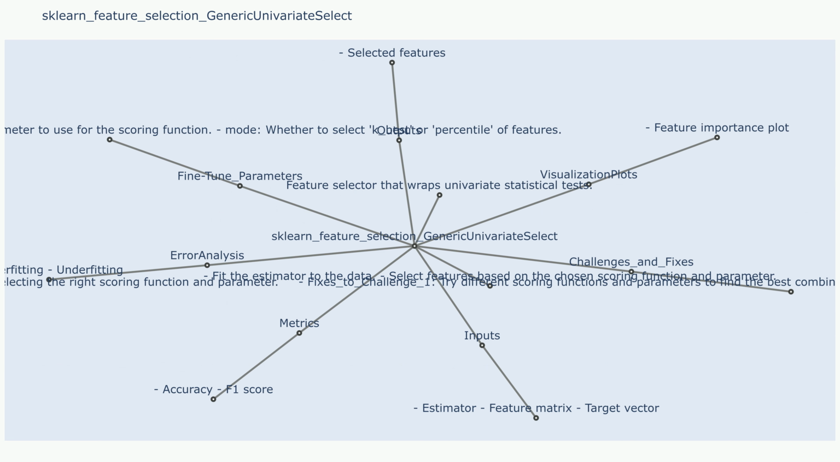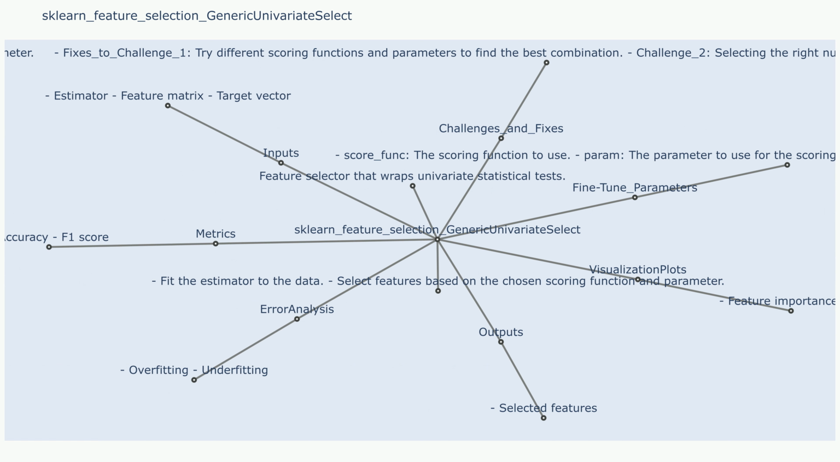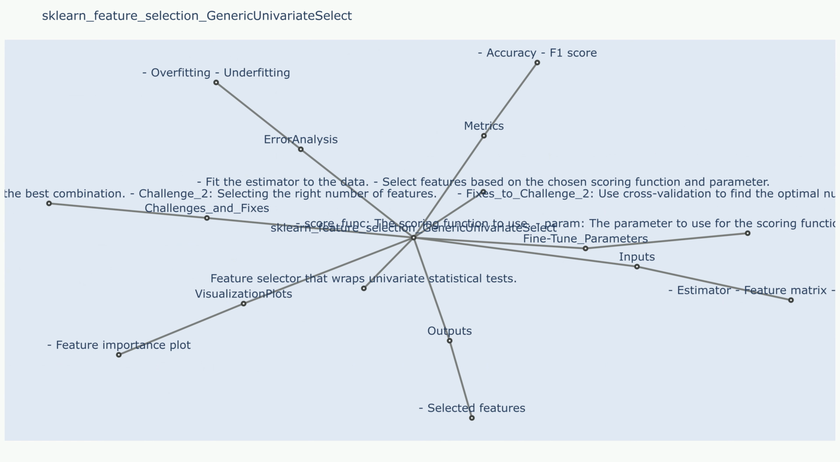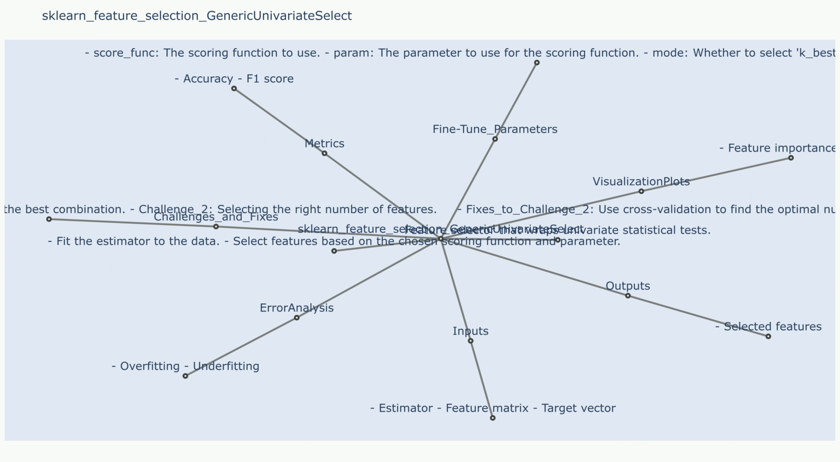Challenges and fixes. Challenge 1. Overfitting. The model may be overfitting to the training data, leading to poor performance on unseen data. Sample use case, selecting features based on a small training set with high variance in feature scores. Fixes to challenge 1. Use cross-validation to evaluate the model's performance on unseen data. Use a regularization technique, such as L1 or L2 regularization, to prevent overfitting. Increase the size of the training data.